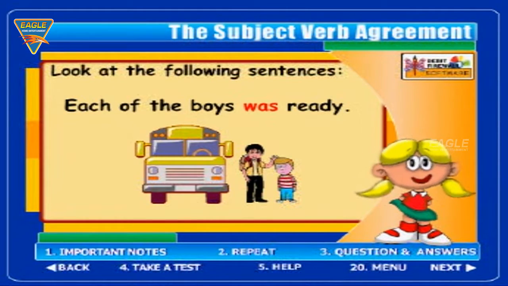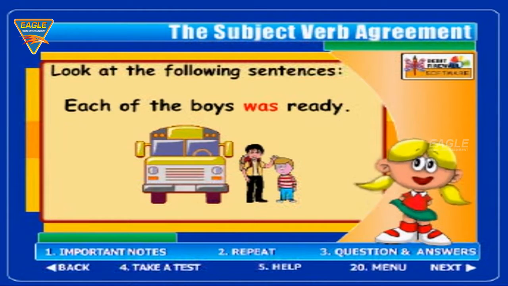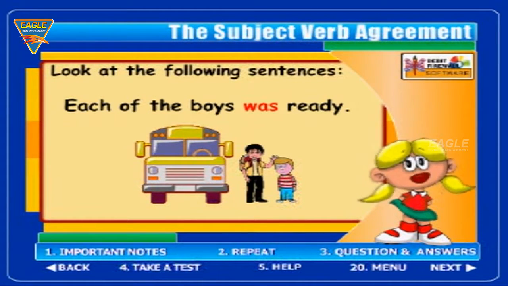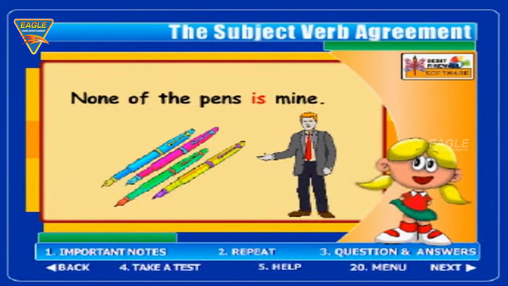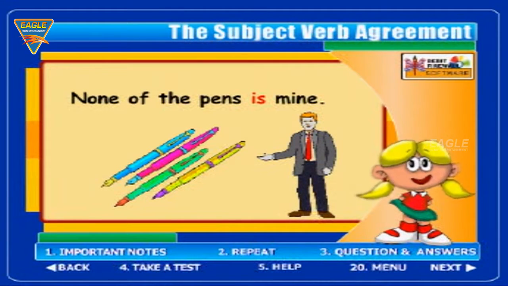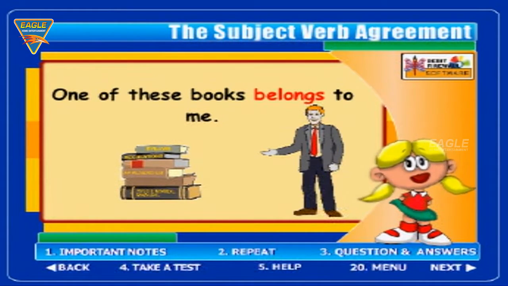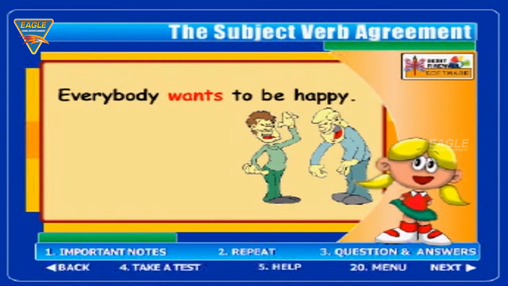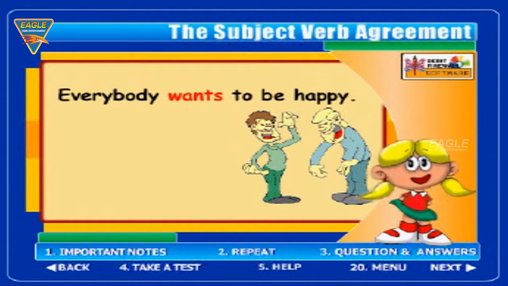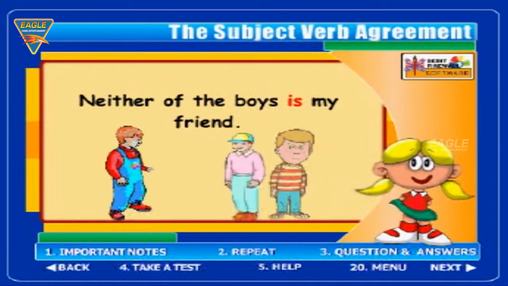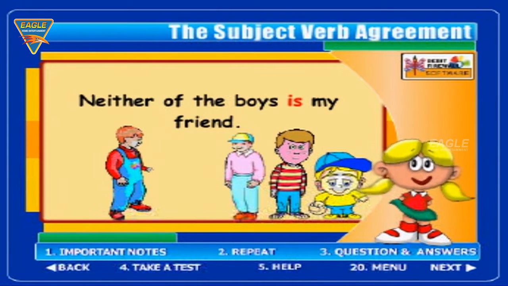Look at the following sentences. Each of the boys was ready. None of the pens is mine. One of these books belongs to me. Everybody wants to be happy. Neither of the boys is my friend.